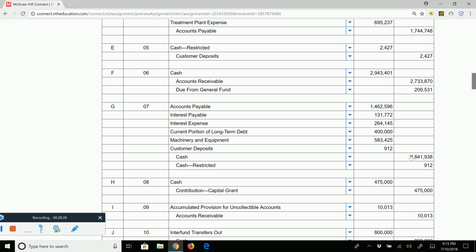We're going to credit, all of it is a credit to cash. The majority of it is a credit to the operating cash, but remember, the customer deposit is going to come out of the restricted cash account. 2 separate accounts that we need to pay attention to.